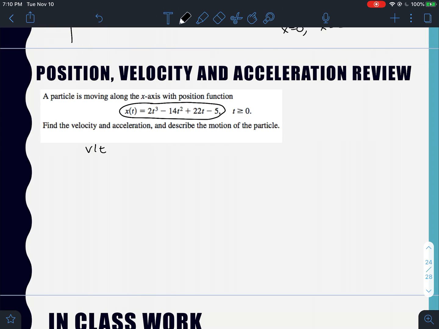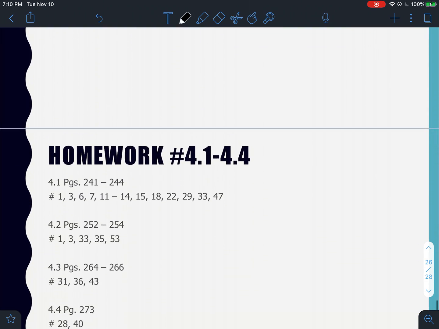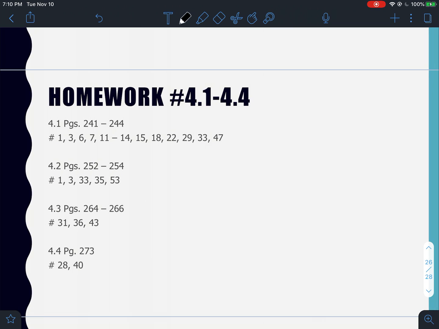Some review of position, velocity, and acceleration. So remember, if you're given a position function, you can find the velocity function by taking the derivative of that. So 6t squared minus 28t plus 22. And you can find the acceleration function by finding the derivative of velocity, so 12t minus 28. And then you can use the exact same steps that we did up above to sketch a picture of the displacement graph using that information.